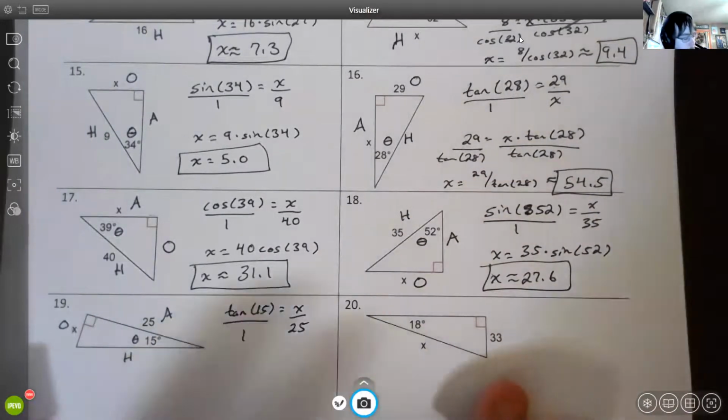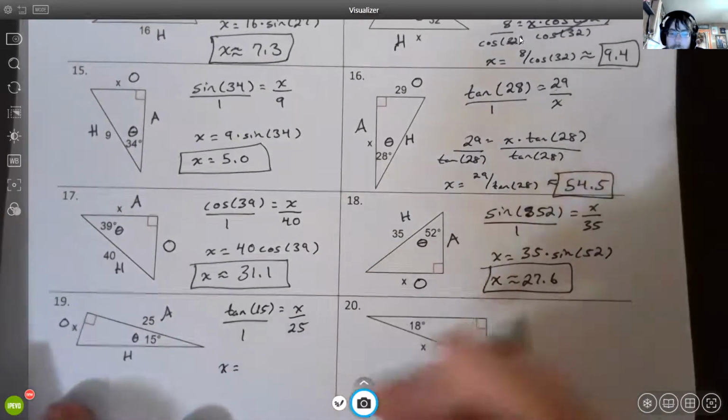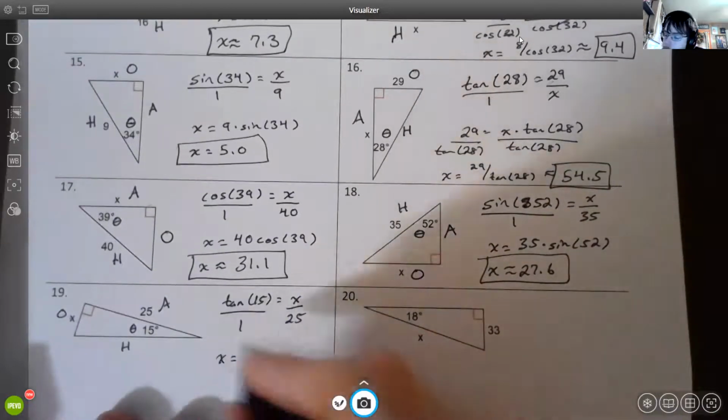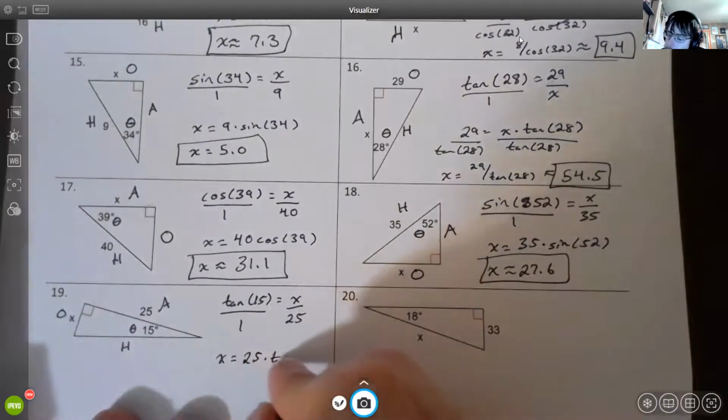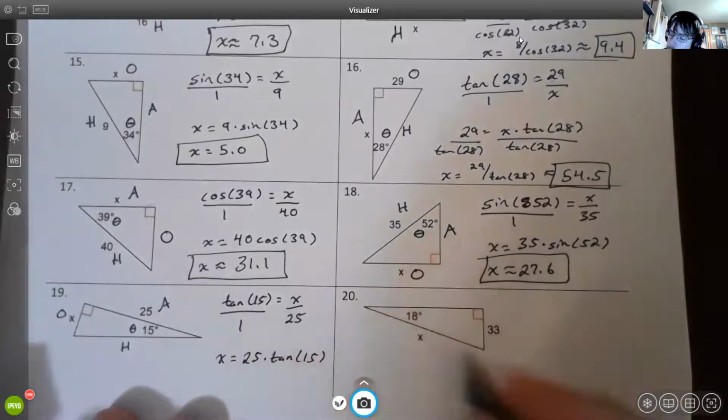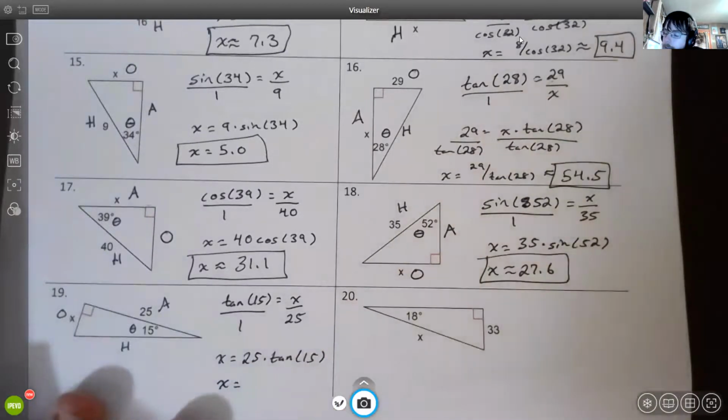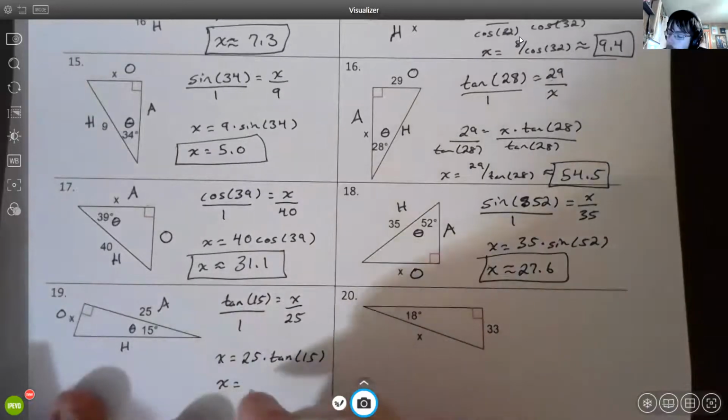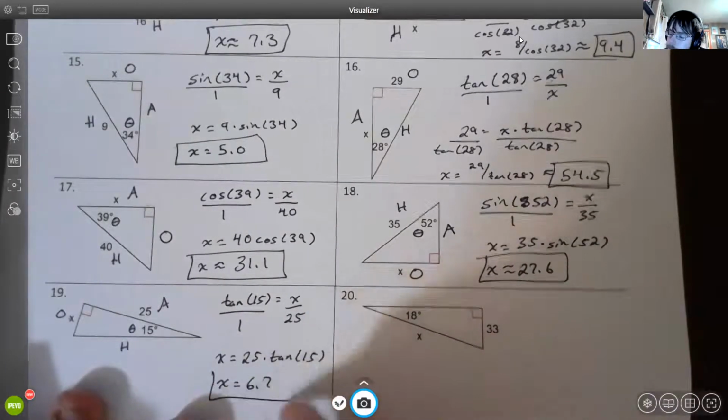Place tangent of 15 over 1. Cross multiply, and we get x times 1, which is x, equals 25 times tangent of 15. And when we plug that in the calculator, we get x is equal to 6.7.